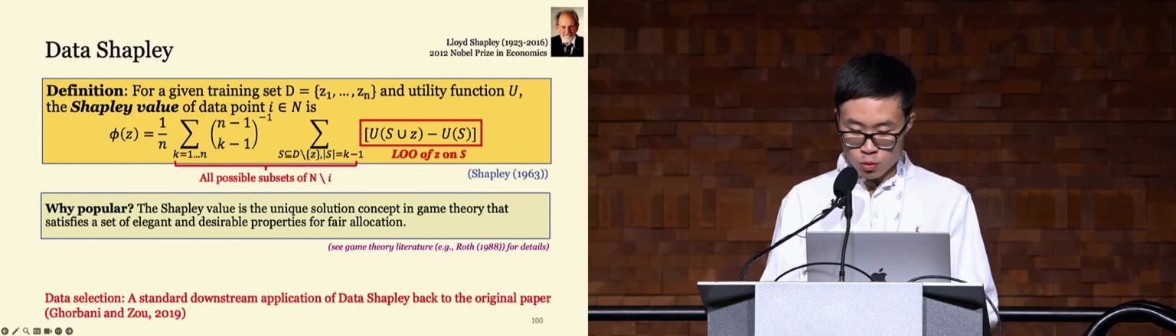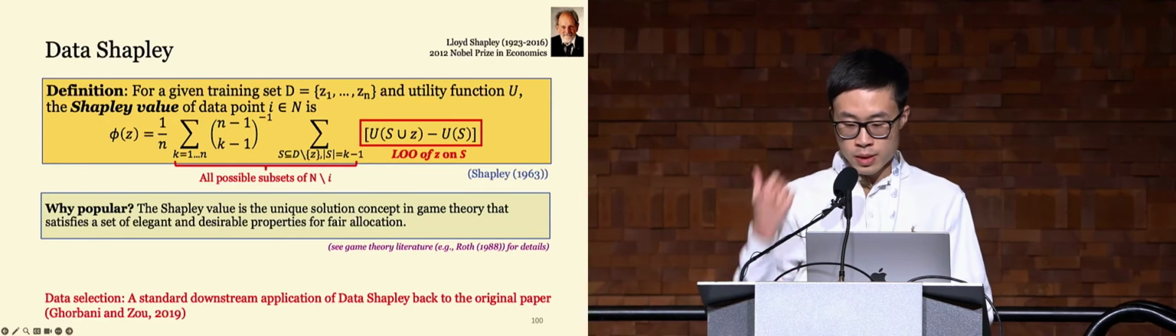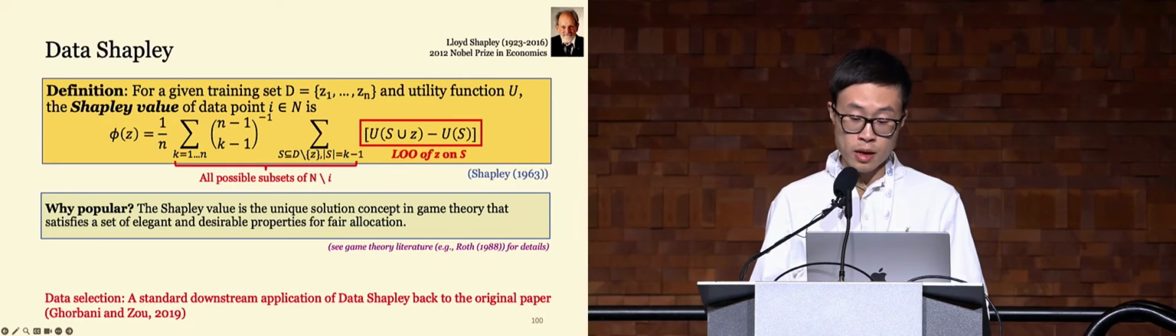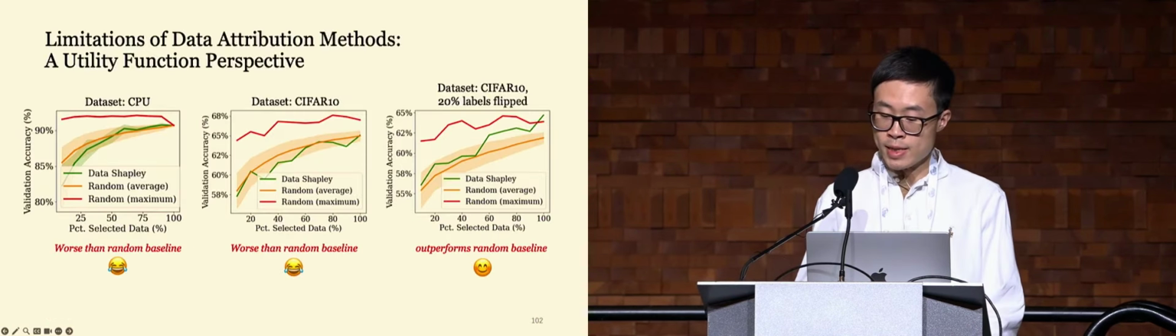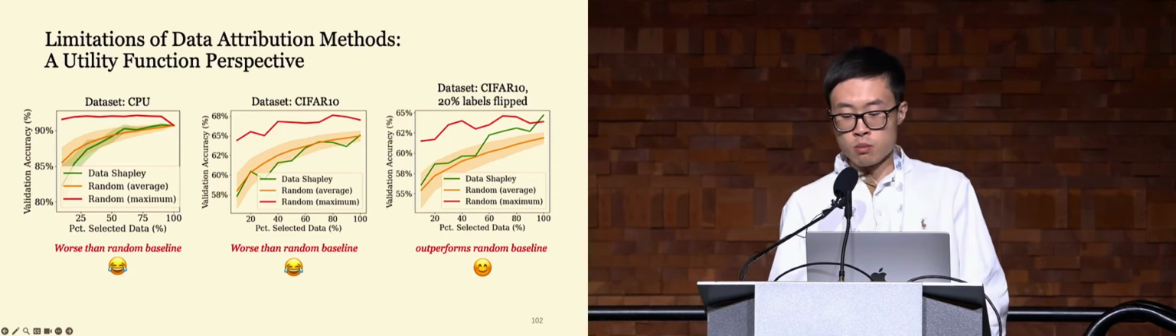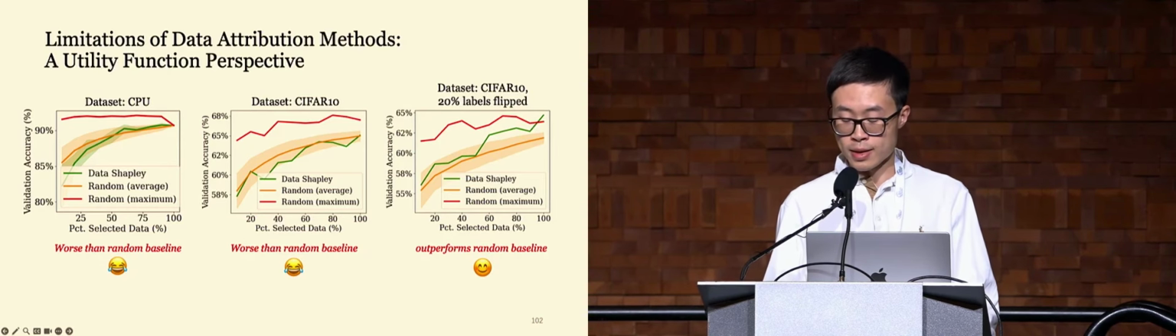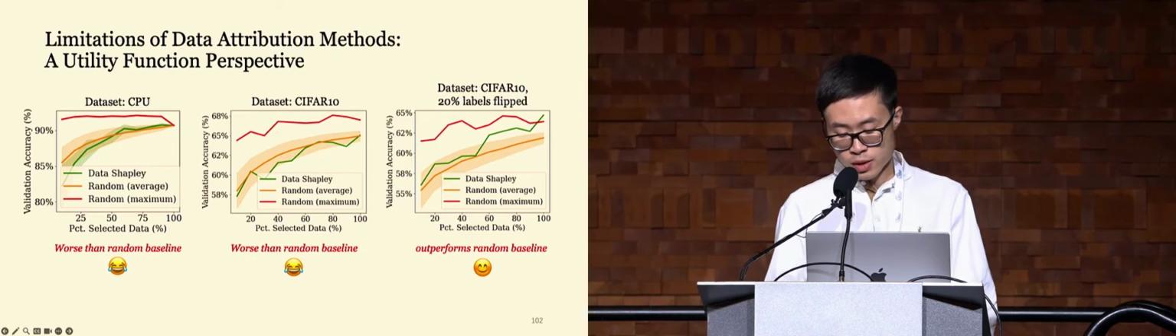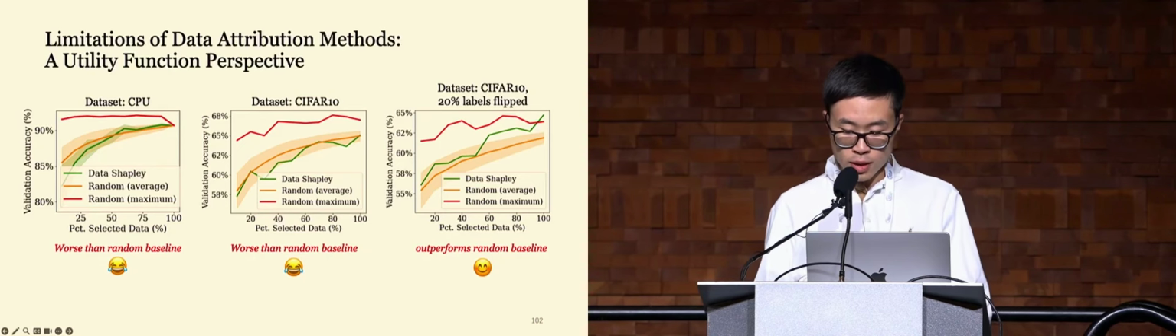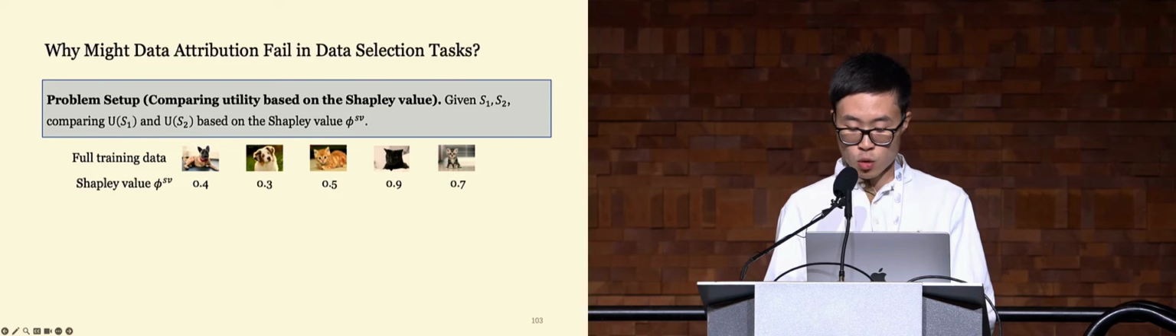Data selection is generally considered a standard downstream application of data Shapley, where the relevant experiments can be traced back to the original data Shapley paper. Compared to other scoring-based data attribution methods, the Shapley value is directly derived from the counterfactual analysis across all possible data sets. Therefore, the expectation is that using data Shapley scores to select a high-quality data set can lead to better performing models.